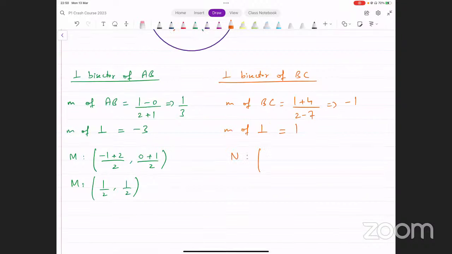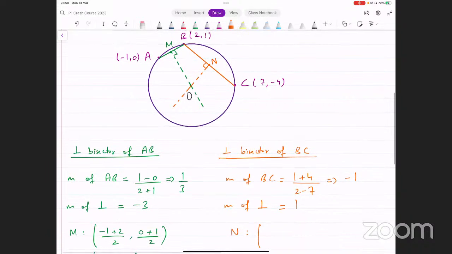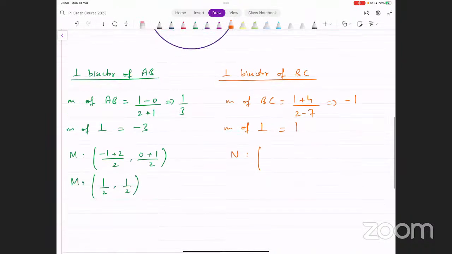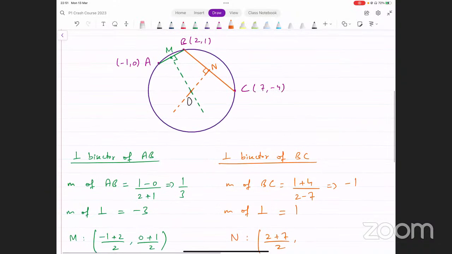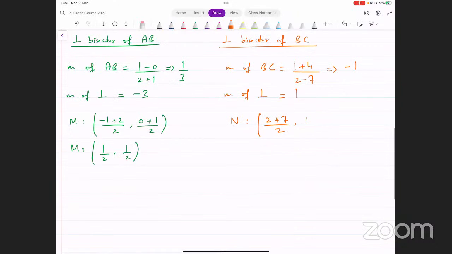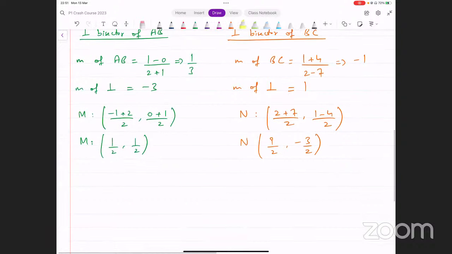Let's find the midpoint N. What's the midpoint of B and C? That's x1 plus x2 over 2, which is 2 plus 7 over 2, and y1 plus y2 over 2, 1 minus 4 over 2. And these are the coordinates of the point N: 9 over 2 and -3 over 2. We can write down the equations now.